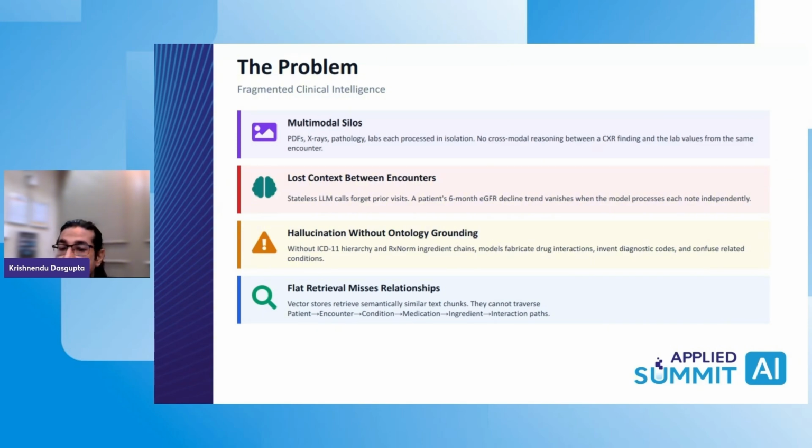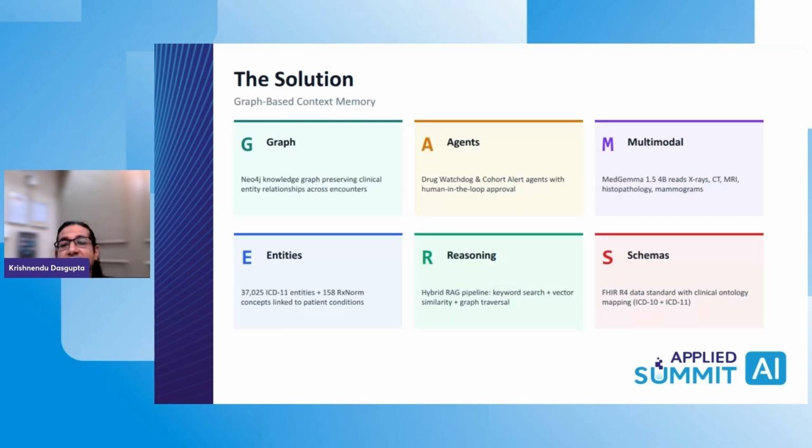It tries to invent drug interactions and even confuses the treatment plan. The flat retrieval process of clinical reasoning requires multi-hop traversal, and simple cosine similarity or vector search similarity wouldn't do that. What exactly is the solution?